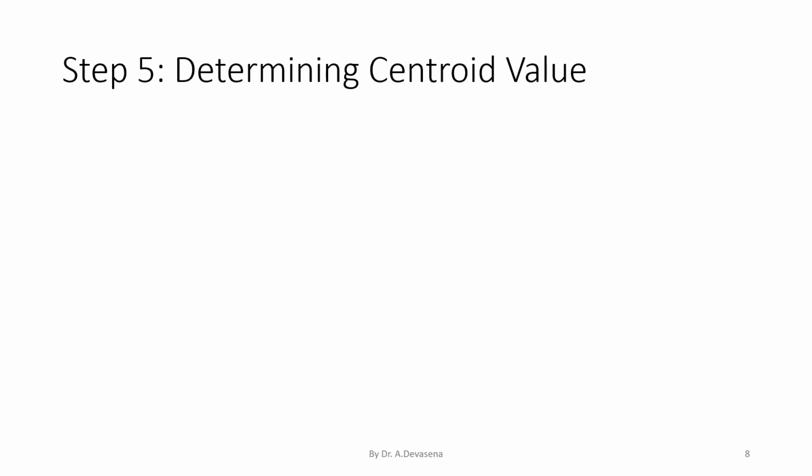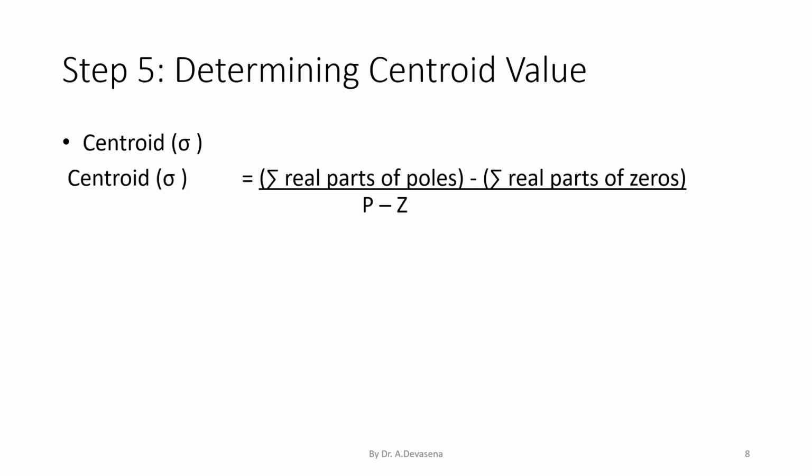Now we are going to determine the centroid value. Centroid is the point where the asymptotes intersect on the real axis. The centroid may be a part of the root locus or it may not be a part of the root locus. Centroid is represented by the symbol sigma. The formula is centroid is equal to the sum of real parts of poles minus the sum of real parts of zeros, divided by P minus Z.